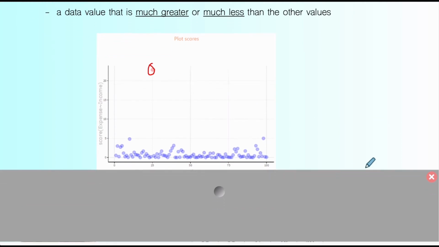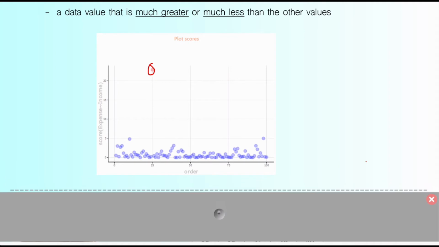And what we want to talk about today is what does an outlier do to a data set when you're trying to describe it with one number. If I want to use the mean, the average, to describe a data set, but my data set has an outlier, what's that going to do?